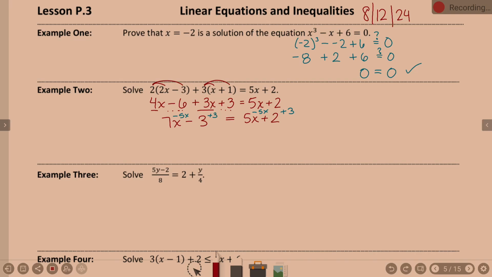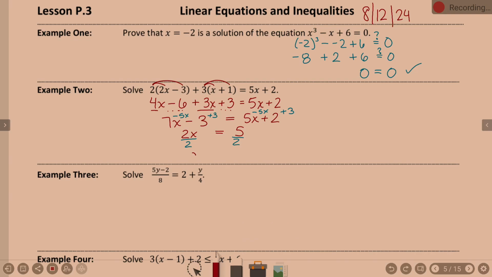So on the left, what's this clean up to be? 7x minus 5x is 2x, equals. Minus 3 plus 3 cancels. On the right, what's this clean up to be? 5x minus 5x cancels, and 2 plus 3 is 5. Now what? Well, do you want decimal or fraction? In order to get x by itself, if it's 2 times x, we're going to divide by 2.